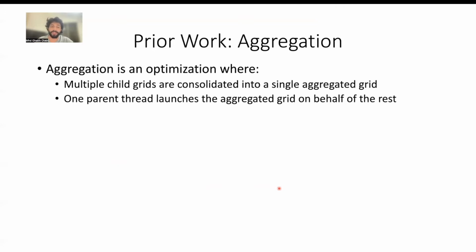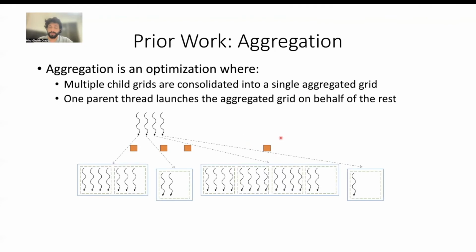One optimization that is done by prior work is called aggregation. Aggregation is an optimization whereby multiple child grids are consolidated into a single aggregated grid, and one parent thread launches the aggregated grid on behalf of the rest. So for example, let's take this example. Here we can see 4 parent threads. Each one of them does a dynamic launch and launches its own grid. So we end up with differently sized grids.